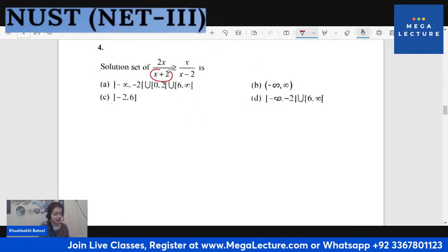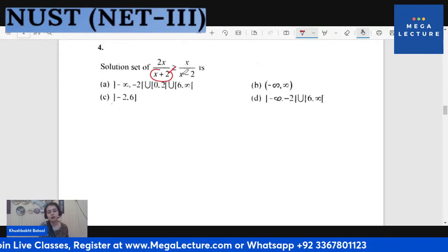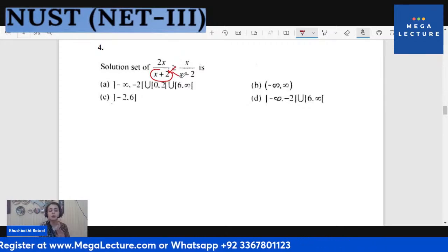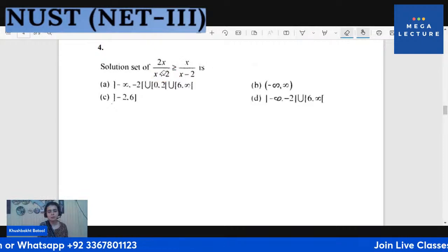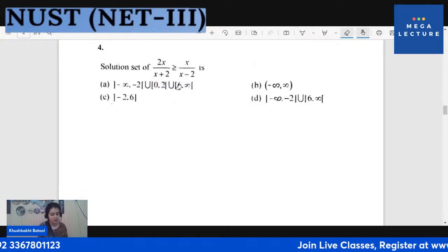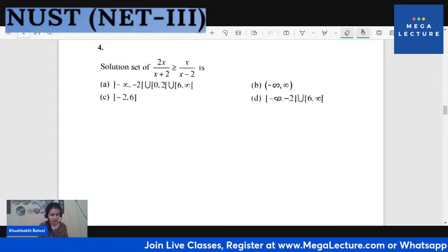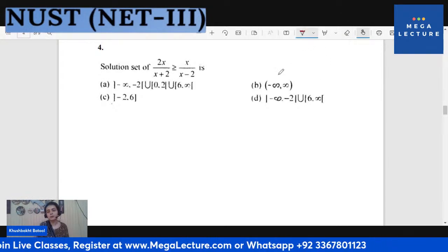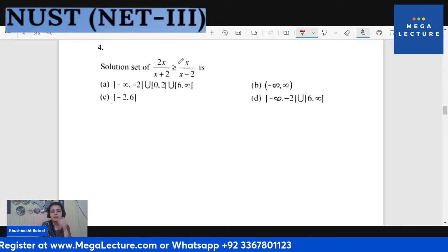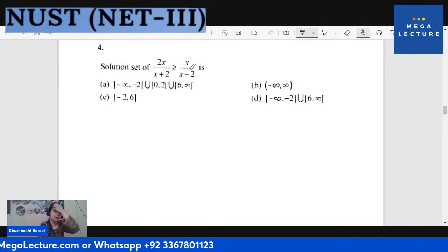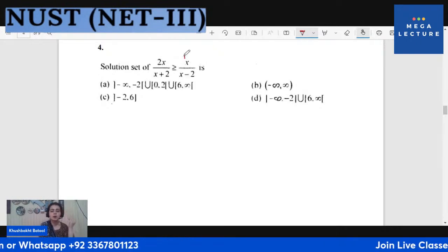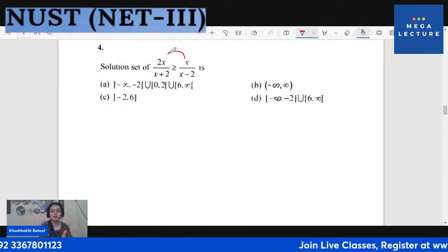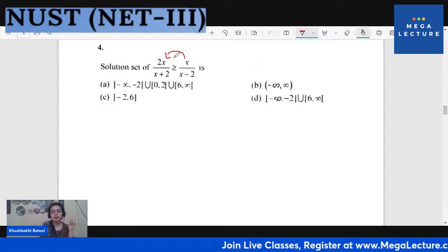I won't say that I can take this x plus 2 there and this x minus 2 here. No, that might give me a wrong answer. I'm not saying that would certainly give me a wrong answer, but it can. So we need to be very sure about it. How do we solve it then? I will be taking this entire fraction x by x minus 2 to this side. Let's do it, then I'll explain it again.